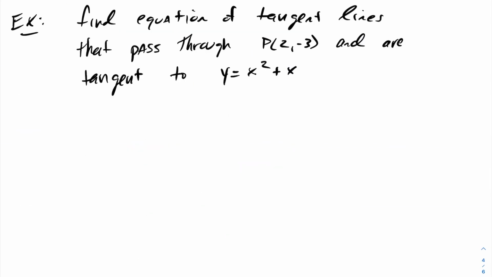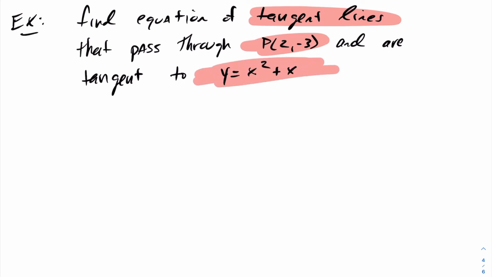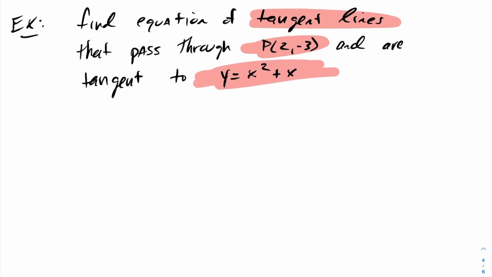So for this question here, what they want us to do is find the equation of the tangent lines that pass through the point (2, -3) and are tangent to y equals x squared plus x. Okay, so for this question here, it's a little bit different. You have a function, so it's y equals x squared plus x. Just as a rough sketch, let's assume maybe it looks something like this. And then we have this point that's not on the graph. Notice here, the point (2, -3) is not on my actual parabola x squared plus x.